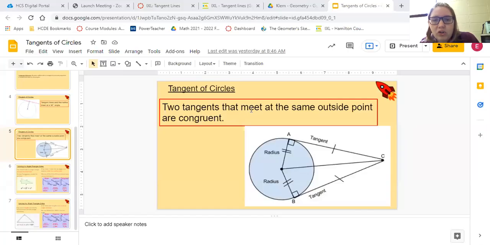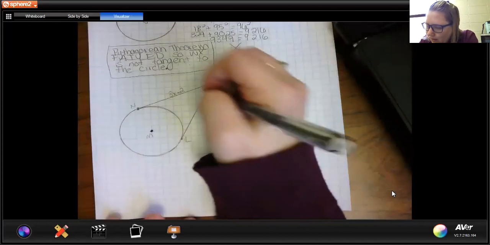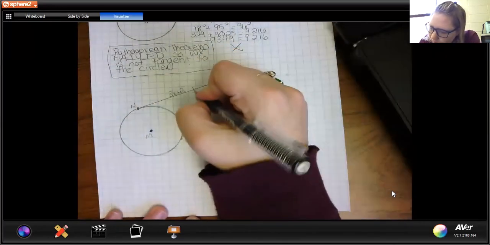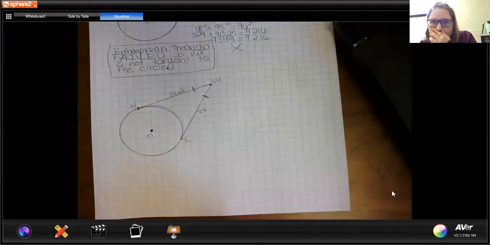So right here, it says two tangents that meet at some point outside of the circle are congruent. Okay, that means for me in my question that this upper tangent is congruent to this lower tangent. These are congruent, they're the same, right? So if they are congruent, if they are the same, then they should be equal to each other.